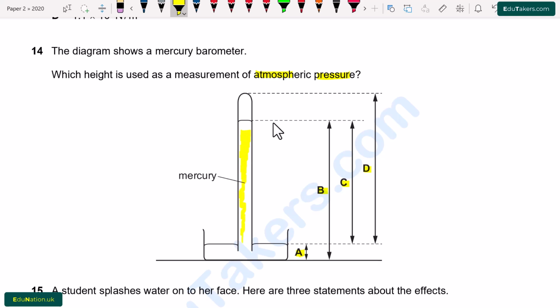So here height of the column of mercury barometer shows the atmospheric pressure. It means that from this point to this level, this is basically the height of the mercury, which gives the atmospheric pressure. So this height is basically shown in the C. So from here C is correct.